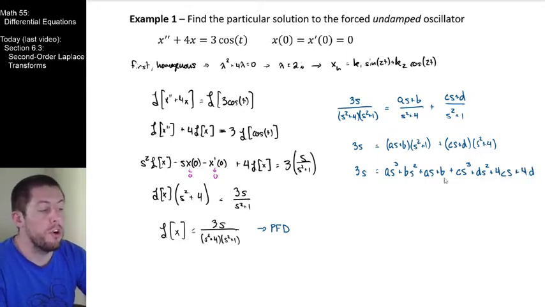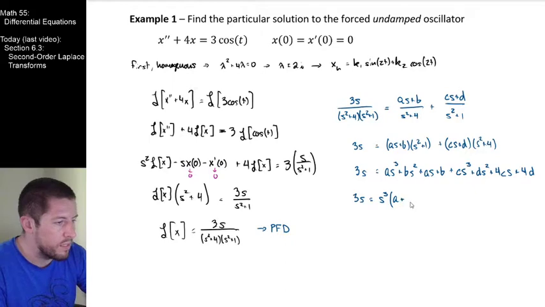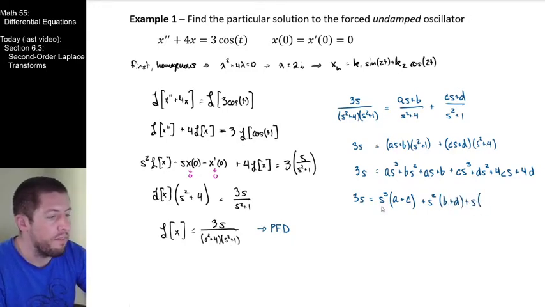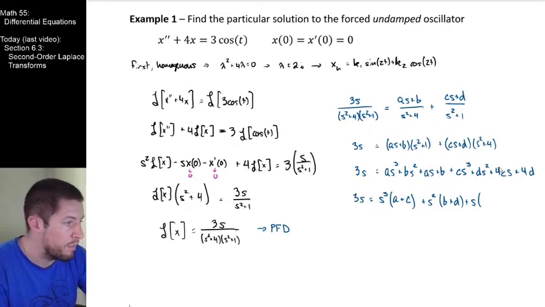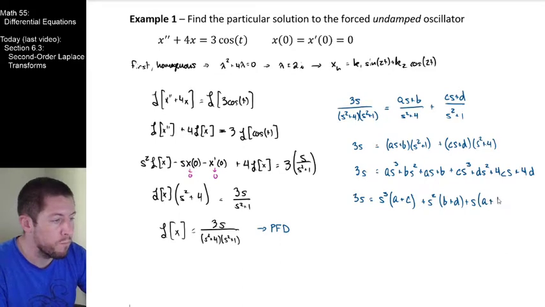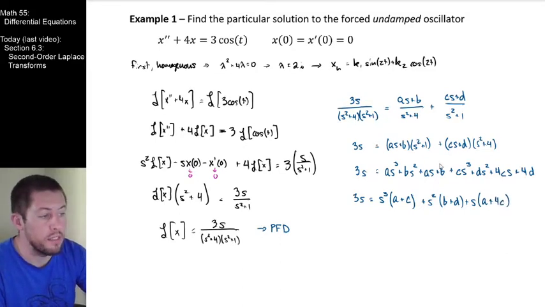Now I know that I want to group these up not by their a's, b's, c's, and d's, but by how much s they all have within them. So I'm going to write this as 3s equals. How much s cubed do I have? A of it plus c of it. How much s squared do I have? B of it plus d of it. How much s do I have? That's the thing that's actually surviving on the other side over there. A of it plus 4c of it. And how much constant stuff do I have? B plus 4d.